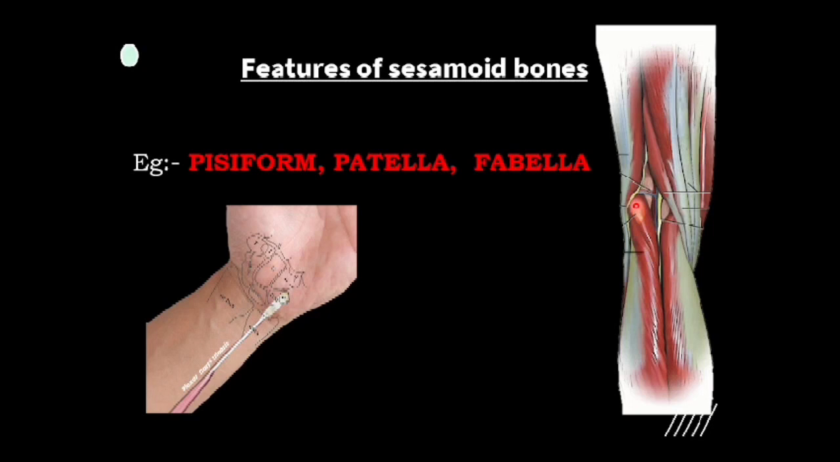So what are the peculiarities or features of sesamoid bones? You know that they develop in the tendon of muscles. They ossify after birth, and these are devoid of periosteum. Periosteum is the outer covering of bone. And there is also absence of the Haversian system, the basic unit of bone, which is also known as the osteon, in sesamoid bones.